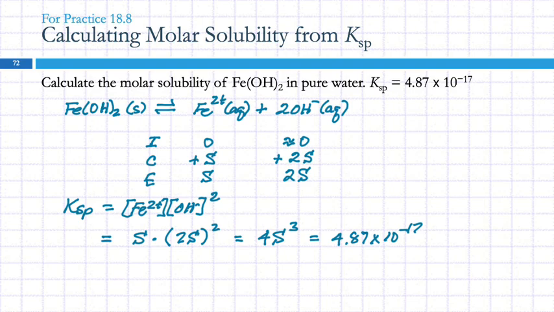So how do we solve for S? So first we're going to divide by 4. Get rid of that. Then we're going to take the cube root of the whole thing to get rid of that.